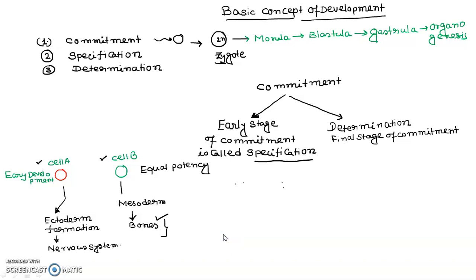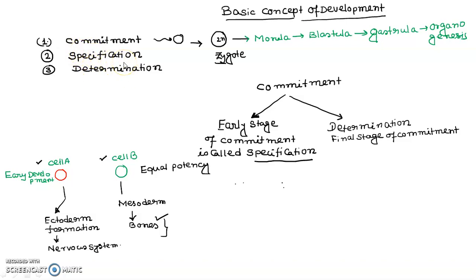Hello everyone. Today I will discuss one of the important topics of the CSIR NET syllabus, that is in developmental biology. It is Unit 5, which deals with the basic concepts of development. Today we will discuss the basic concepts of development. One of the important parts is specification, commitment, and determination.